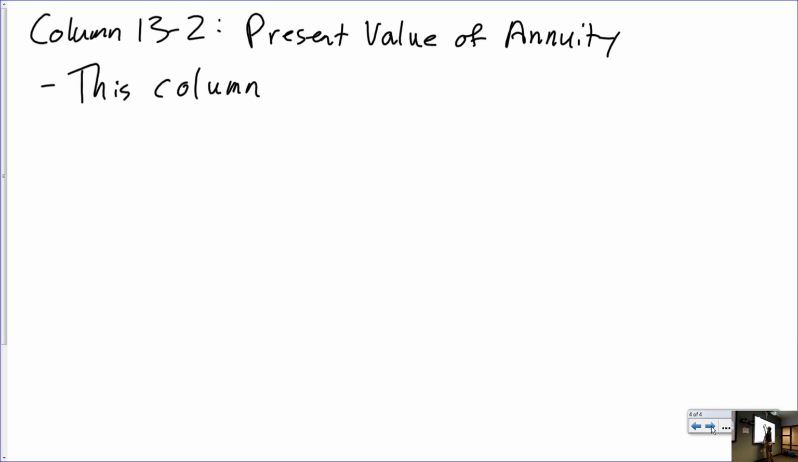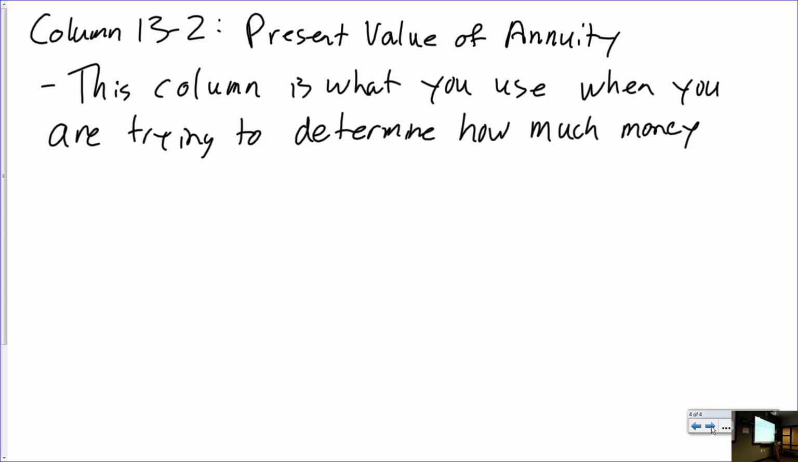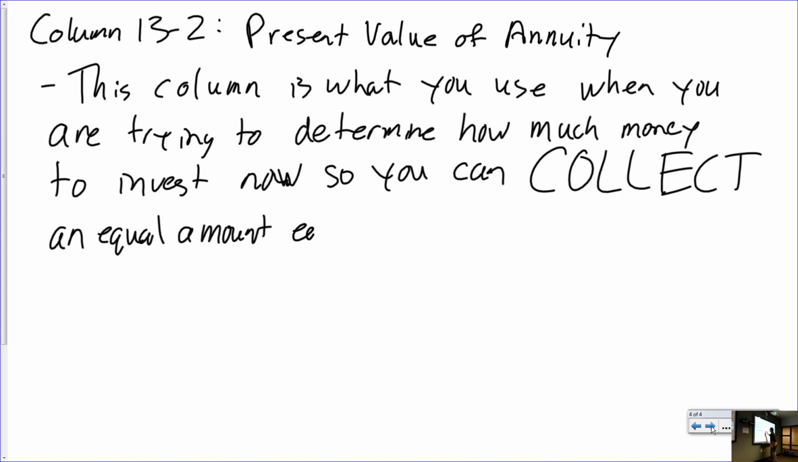This column is what you use when you are trying to determine how much money to invest now so you can collect an equal amount each period for however many years.